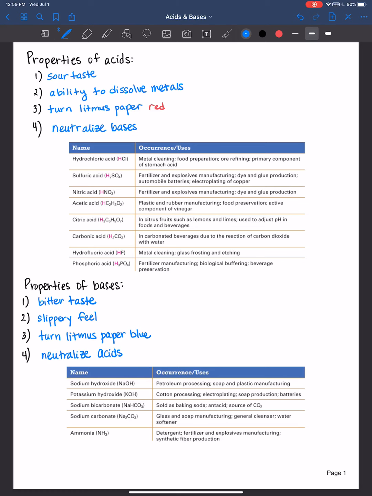So some examples are sodium hydroxide, that's used in soap and plastic manufacturing. Potassium hydroxide is used also in soap production and batteries. Sodium bicarbonate, some of you may have cooked with this. This is baking soda. Sodium carbonate is different. It can be a good cleanser, water softener. And ammonia, which is used for detergent, fertilizer, and synthetic fiber production.